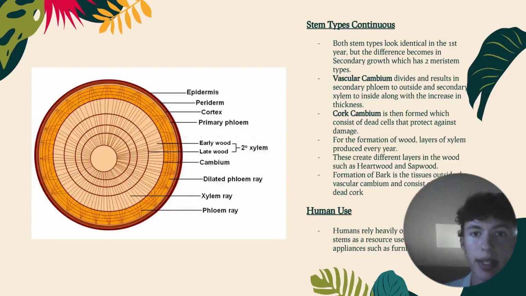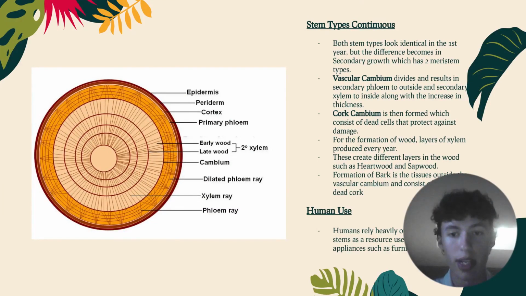Stem types continued. On our left here, we have an example of a woody type of stem. As you can see in the diagram, the xylem rays and phloem rays go through, and each year another layer is added and it grows in diameter. So it gets thicker and thicker and wider.